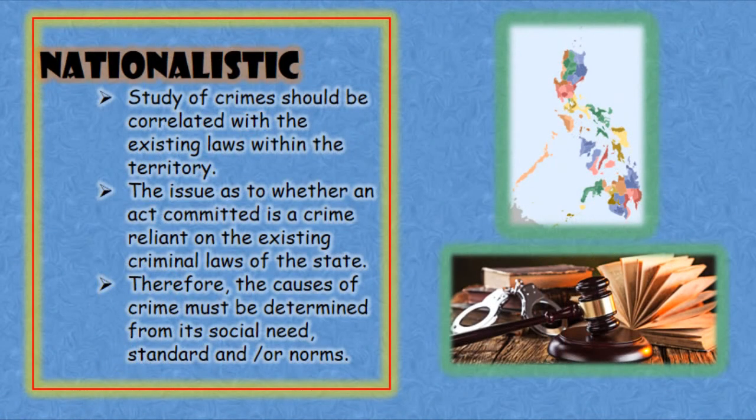In history, we are also considering the history of criminology. We should also be aware of the history of criminology in the national setting. It usually started in Italy, the study of criminology. It says there, the issue as to whether an act committed is a crime relies on the existing criminal laws of the state. That is why, as I said earlier, some countries have a law on drugs, while other countries do not. And then we also have, the causes of crime must be determined from its social need and standards and norms.